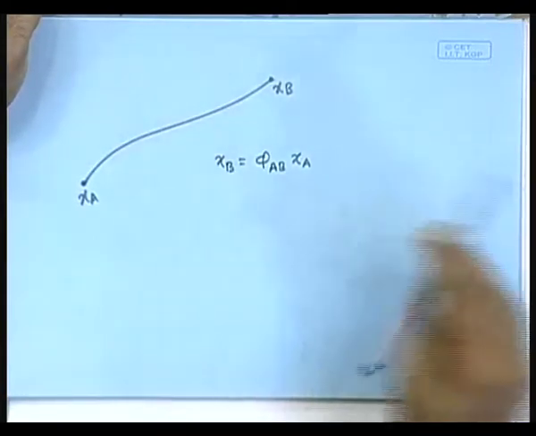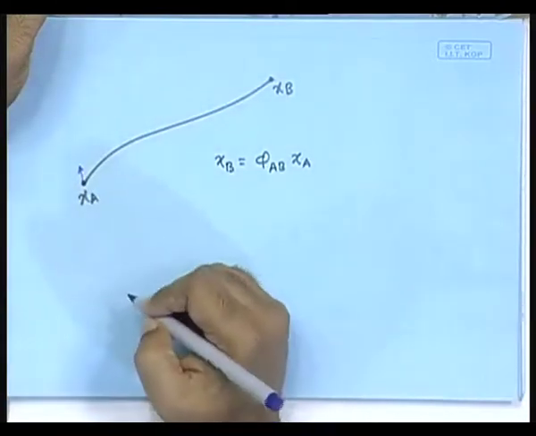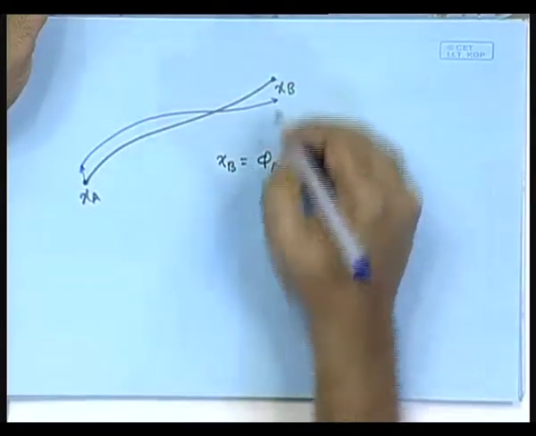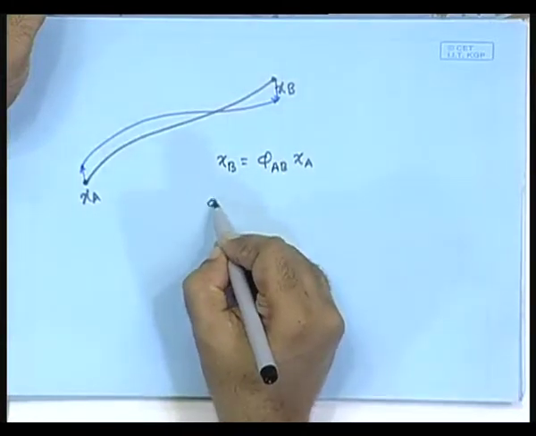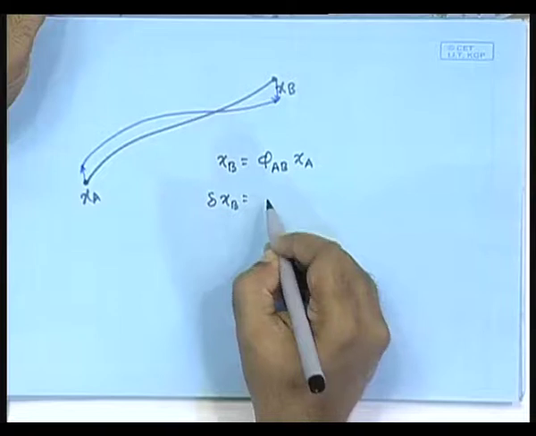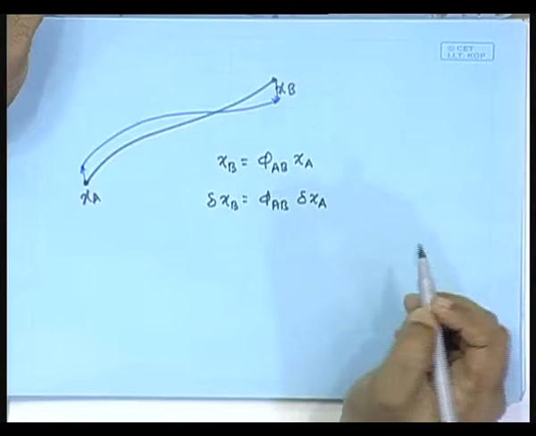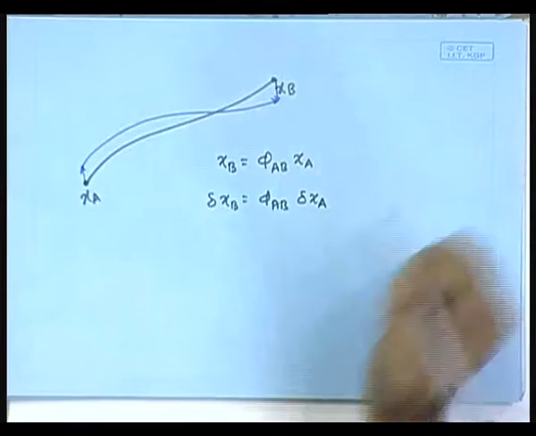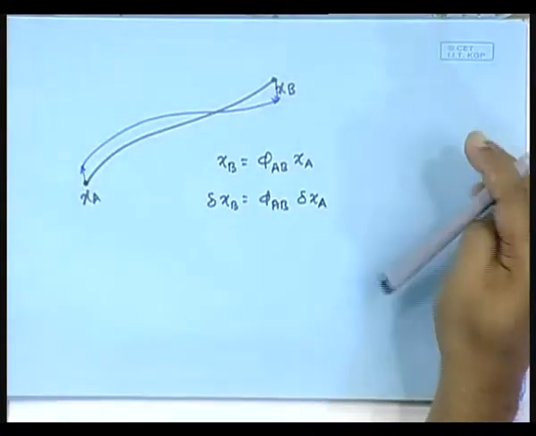Now, it is also true that if you take a perturbation from here and that ends up as a different perturbation, say here, then this perturbation delta x b can also be expressed as phi a b delta x a. So, the way states are related, the perturbations are also related. We will essentially follow this up in order to develop the concept of the monodromy matrix.